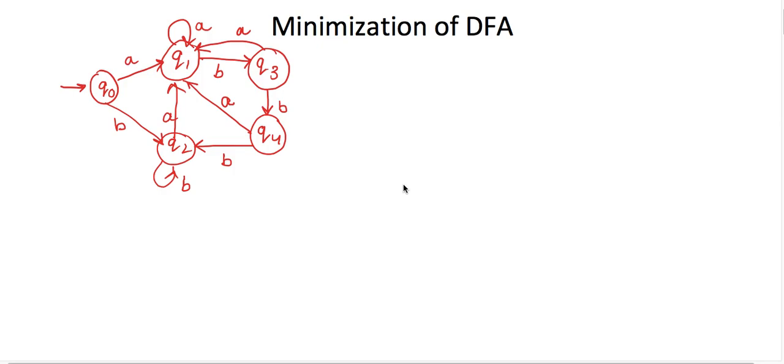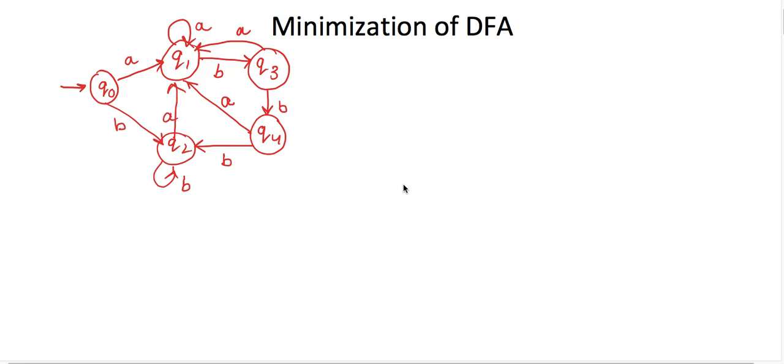Hi all. So now let's see minimization of DFA. Why are we going to study the minimization of DFA? Because for any certain problem, when we design or construct a DFA, it is not necessarily the case that it always contains the minimum number of states, because we don't know it. It might be possible that it can be created with fewer states.